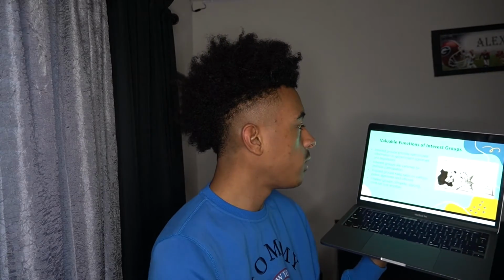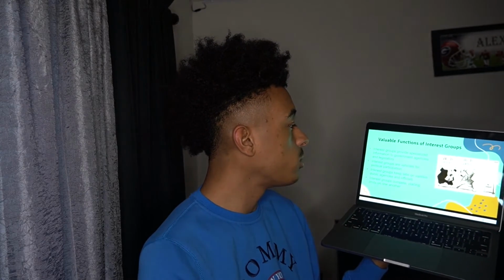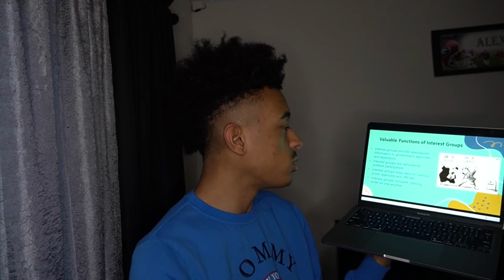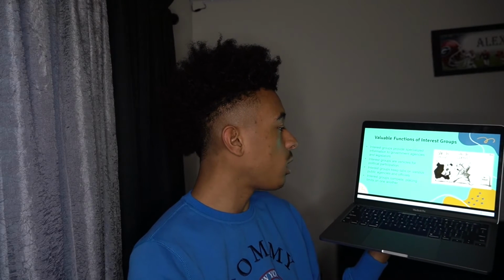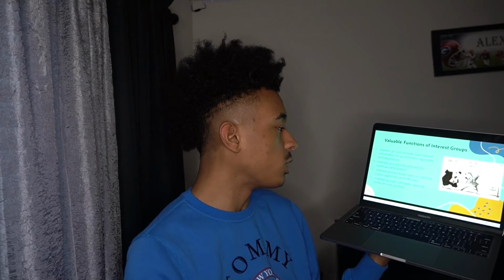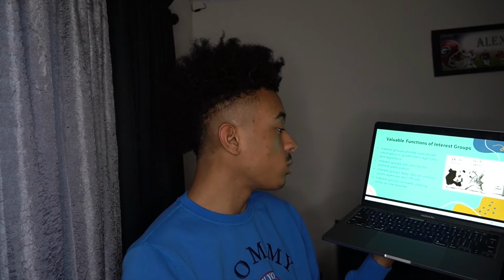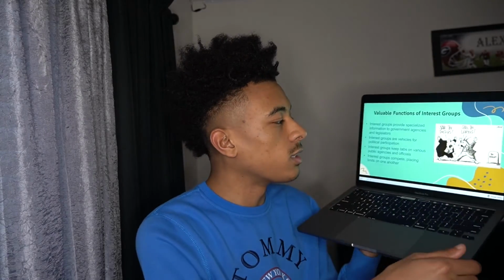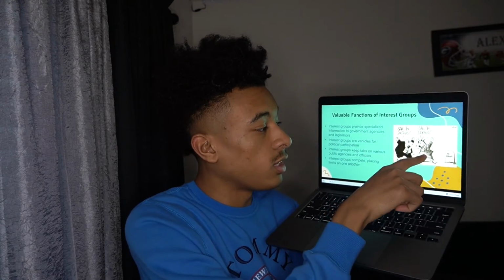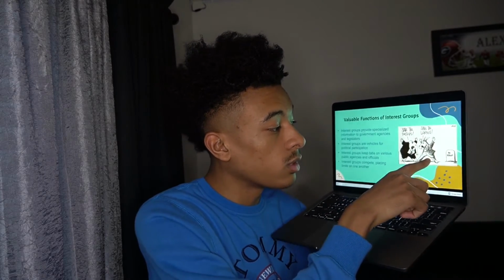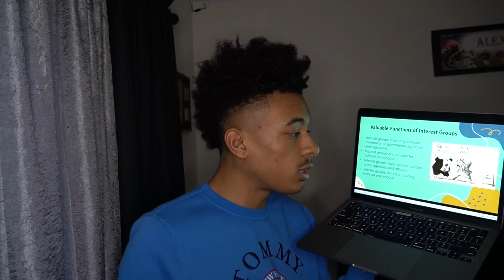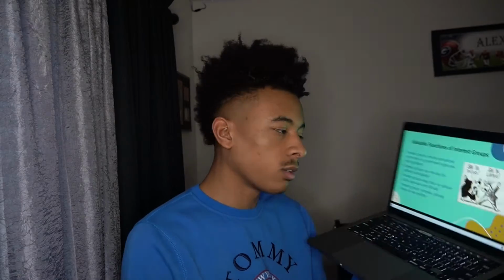And now we have valuable functions of interest groups. Interest groups provide specialized information to government agencies and legislators. Interest groups are vehicles for political participation. Interest groups keep tabs on various public agencies and officials. Interest groups compete, placing limits on one another. It's pretty much just like in this. The elephant is saying save the doctors, and the donkey is saying save the lawyers, while whoever is at the grave is dead because they can't agree on a certain topic unless it benefits them somehow, I suppose.